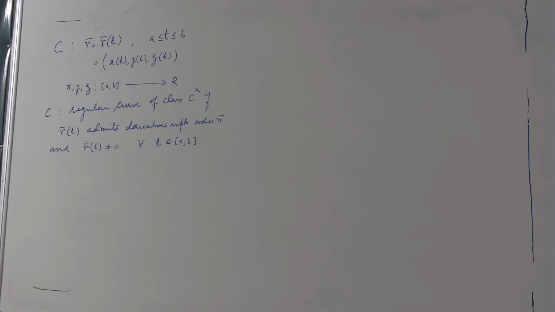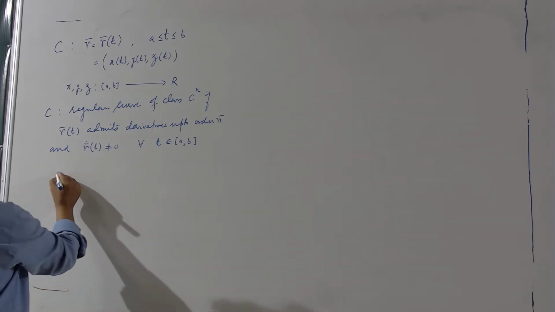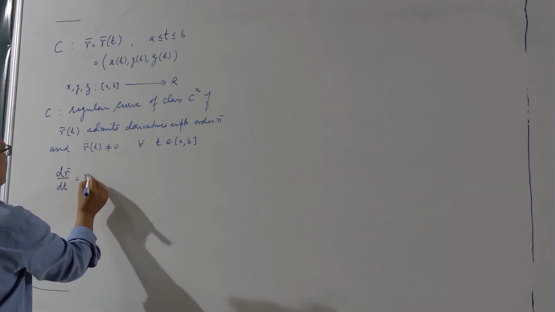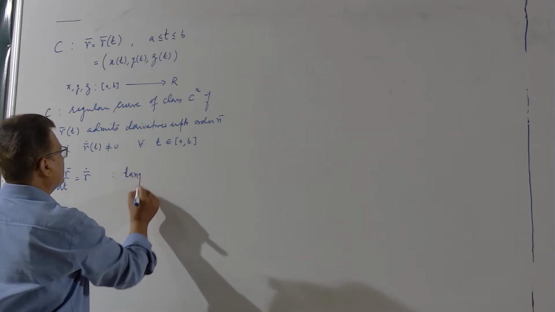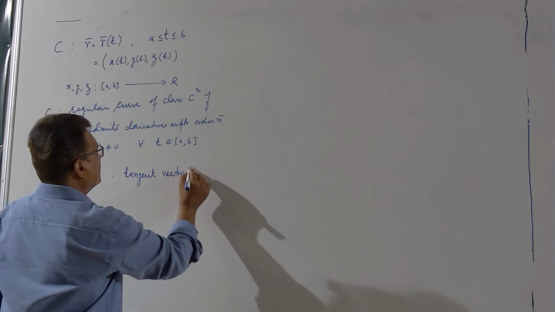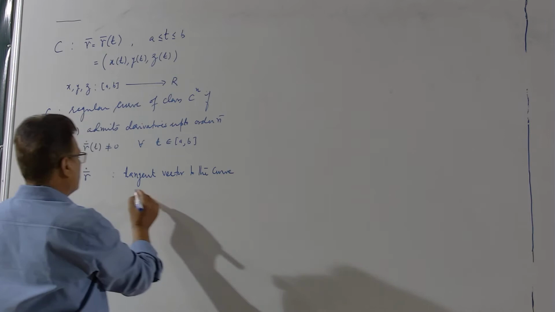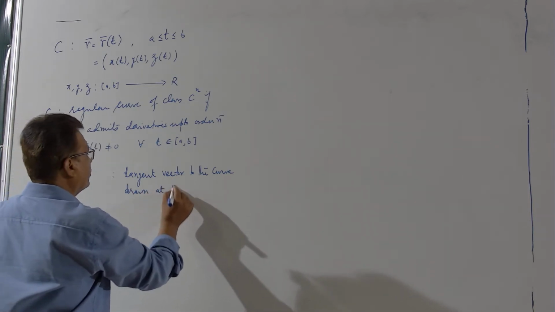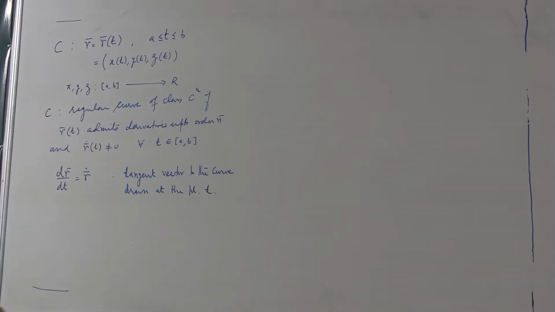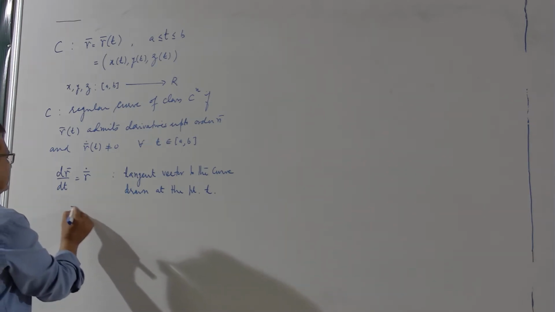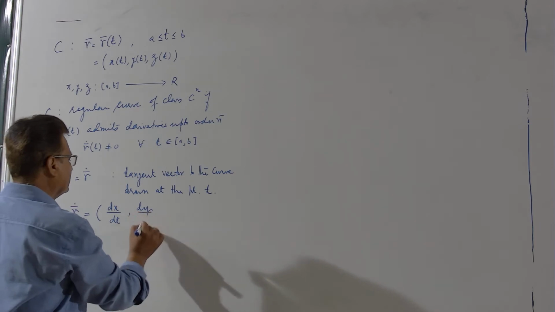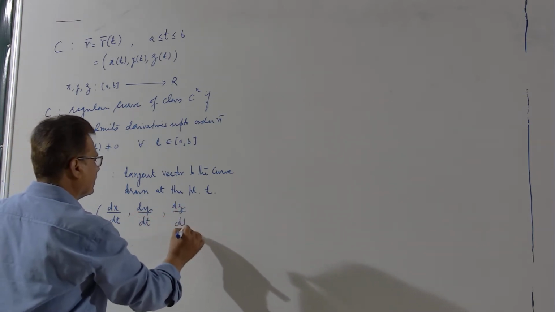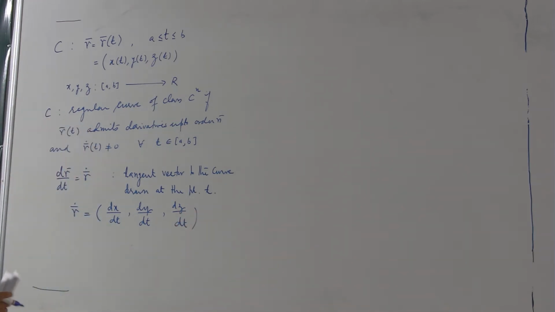So, this is what we mean by regular curve. Most of the time we will assume that our curve C is a regular curve. The first order derivative with respect to t we are denoting by the symbol r dot, and this geometrically is a tangent vector to the curve drawn at the point t. If you want to look at the components of the tangent vector, they will be dx/dt, dy/dt, dz/dt. Whatever point you evaluate, you will get the tangent vector at that point.